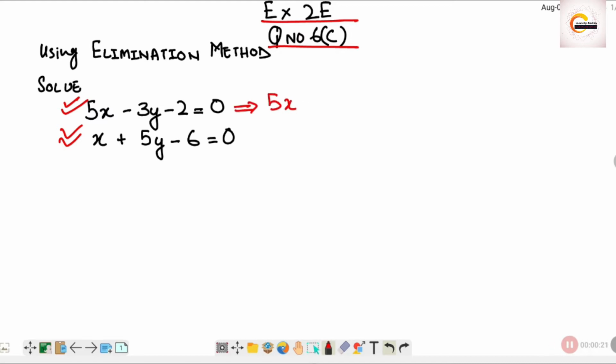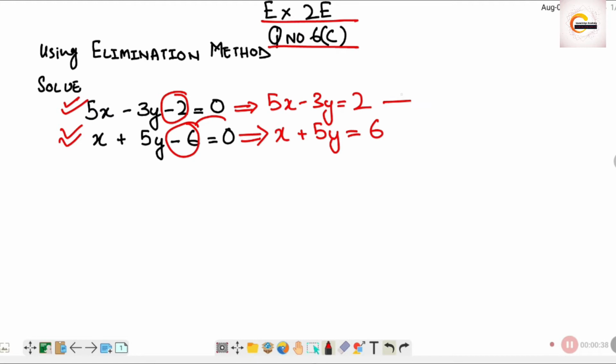It's 5x minus 3y is equal to, this 2 will go on the other side and become plus 2, and this is x plus 5y, this will go on the other side of this equals to and become 6. Let's call this equation A, and this is equation B.